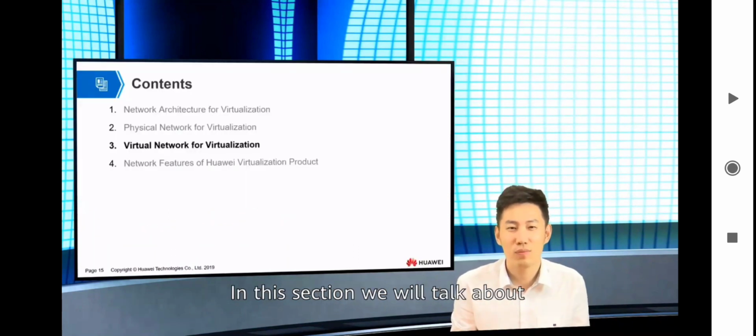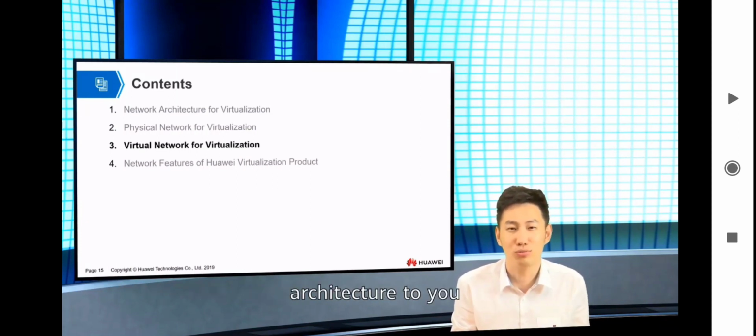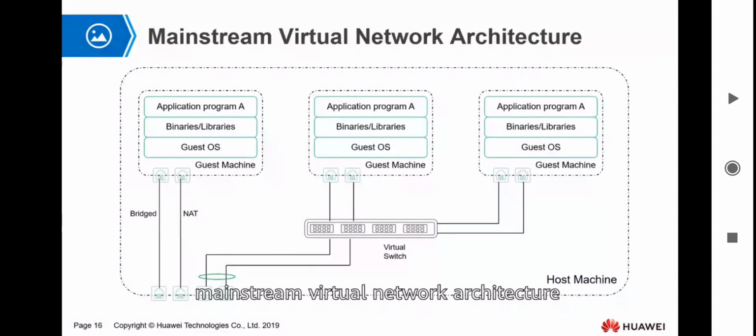In this section, we will talk about virtual networks for virtualization, and I will introduce some virtual network architectures to you. Okay, let's go. This picture shows mainstream virtual network architecture. No matter which vendor's virtualization product, they all need to solve a problem, that is, how the virtual machine communicates with the outside world through the physical network. There are three common ways.